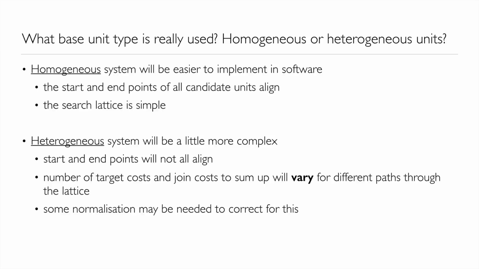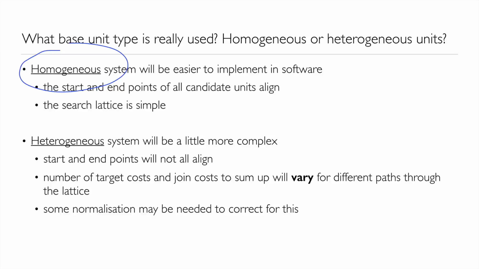We could say that there are two sorts of system we could imagine building. One is where all of the units are of the same type. They're all diphones or they're all syllables. So they're all the same. They're homogeneous. The lattice will look very much like the pictures we've drawn so far. The unit type might change.